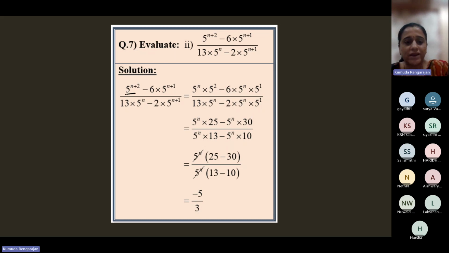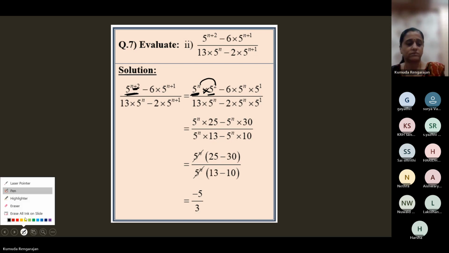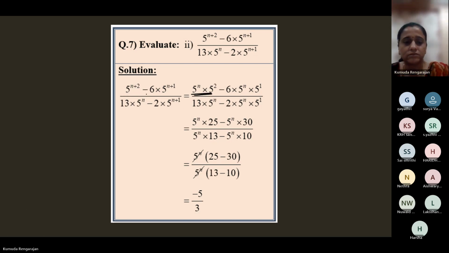See here. Similar. 5 to the power n plus 2 is 5 to the power n into 5 to the power 2. Because bases are same, it's multiplication, so you add the powers, n plus 2. Right? Then here, 5 to the power n plus 1 is 5 to the power n into 5 to the power 1. Because bases are same, it's multiplication, so when you add the powers, n plus 1. So we are writing the earlier step.